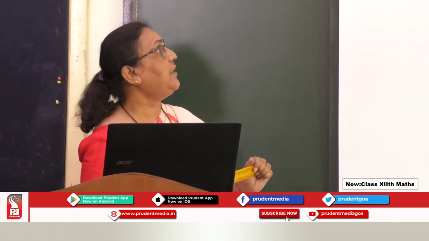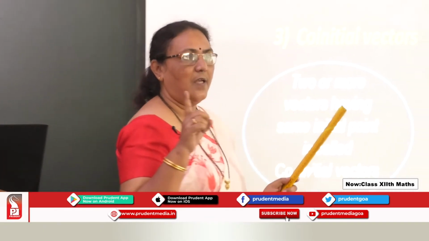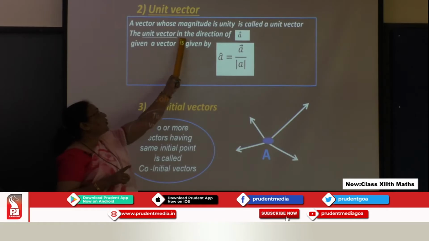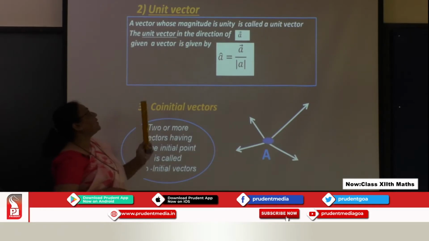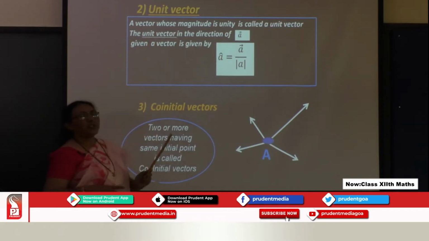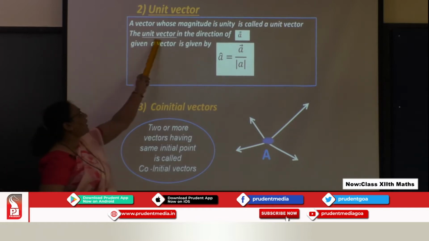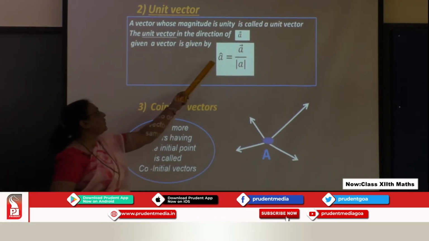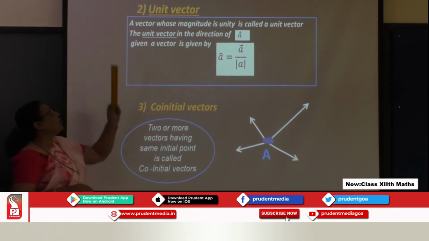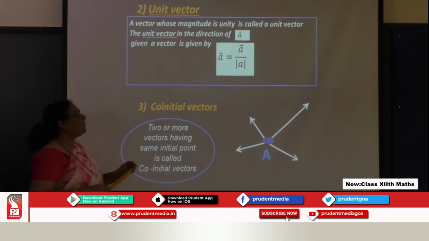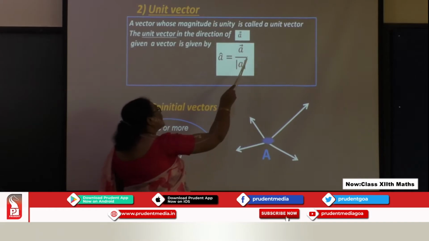Next one, the unit vector. A vector whose magnitude is unity. The magnitude is 1 unit. It can be 1 centimeter, 1 meter, 1 kilometer. The vector whose magnitude is unity is called a unit vector. The unit vector along any vector A is given by A cap. The unit vector is always denoted by a cap, and this unit vector is the vector divided by its magnitude.